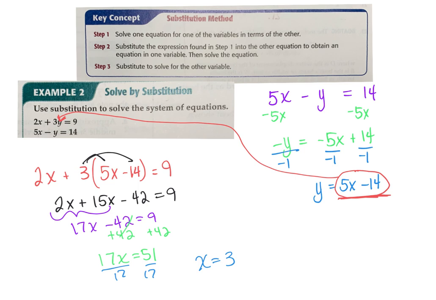Now, I need a point, meaning I need an xy to have an actual answer. So since I have this x, I can plug it in over here to figure out what y equals. So y equals 5 times 3 minus 14. That is y equals 1. So my point here is going to be 3, 1.